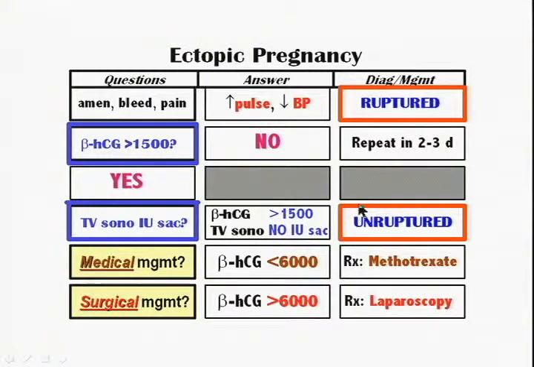How do we manage an unruptured ectopic? It depends on the gestational age. If it is early, we can use medical management using methotrexate. If it is more advanced, we will use surgical management, which would be laparoscopy. And just for ease of diagnosis, if the beta-HCG is less than 5,000 to 6,000, we will use medical management. If it is over 5,000 to 6,000, we will use surgical.